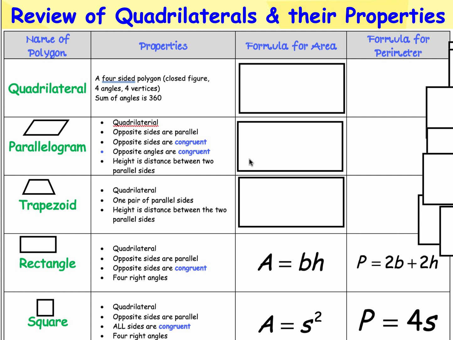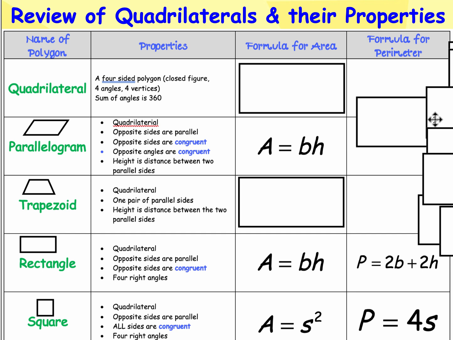So the area formula for a parallelogram is same as a rectangle. But remember, a height, it's necessary to have a connection that is 90 degrees to a base. And that's where we have a little bit of trouble in parallelograms, because rectangles always have 90-degree angles, but parallelograms don't.